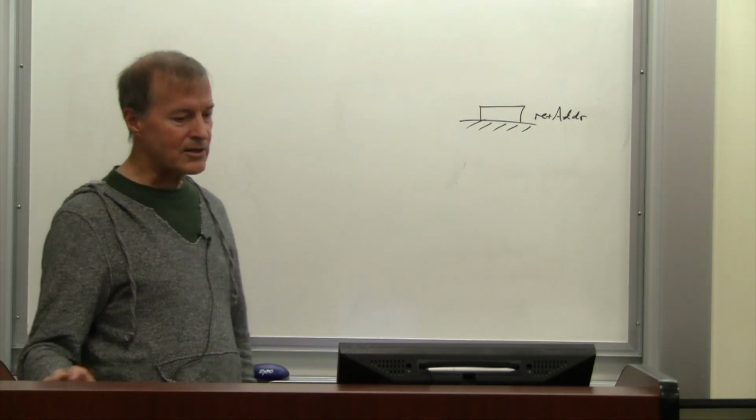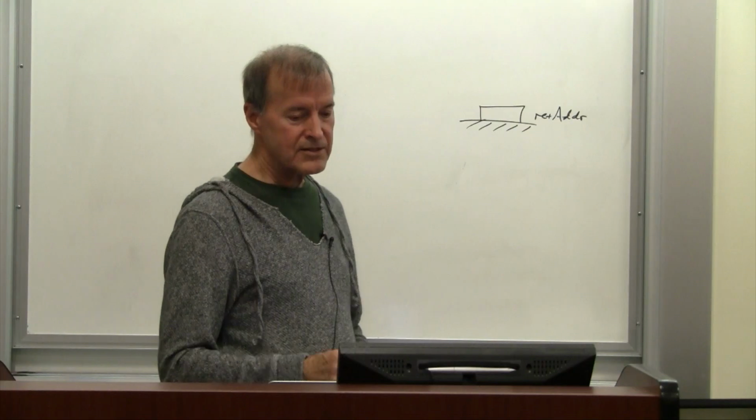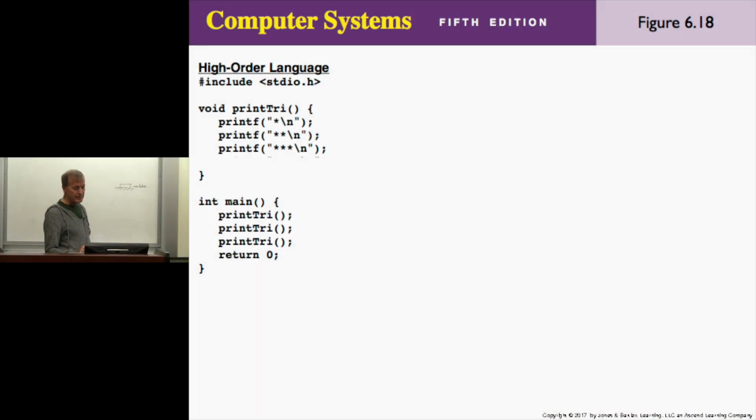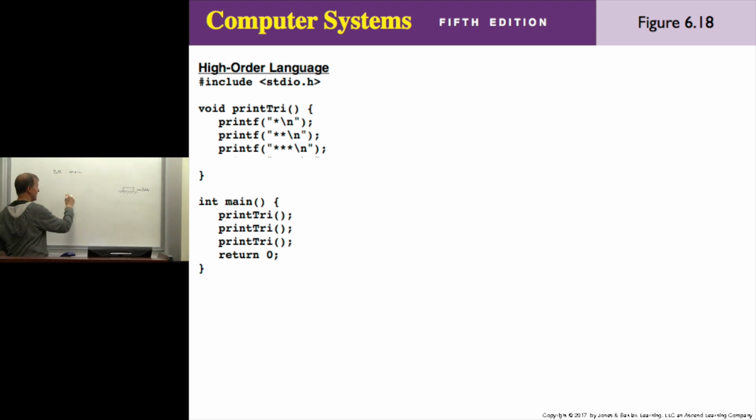All right, so now look. Let's see if we can translate this. First of all, what's the first statement going to be? Branch to what? Main. Okay. But now we're going to have this code for print try. Now what's going to be the code for print try?